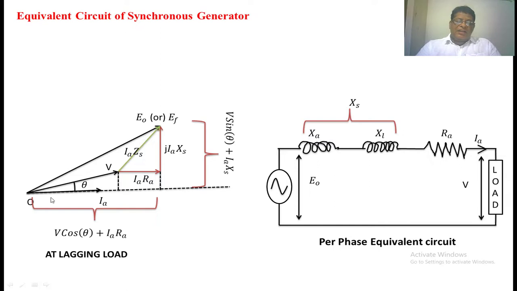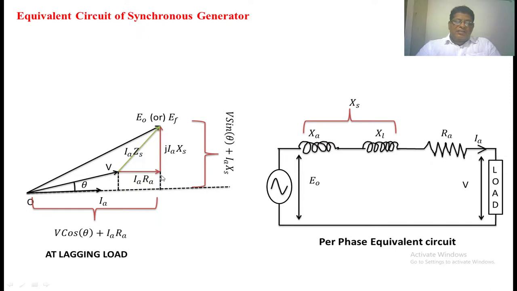This is the right angle triangle. See here, one more right angle triangle is there. This is also one more right angle triangle. Length equal to IRA. Now from this triangle, this length equal to V cos theta. V cos theta plus IRA is nothing but this length.